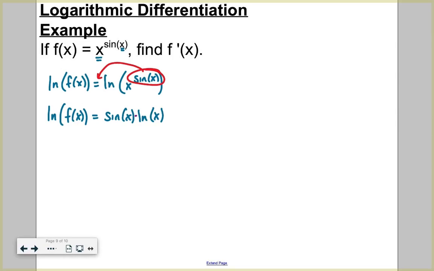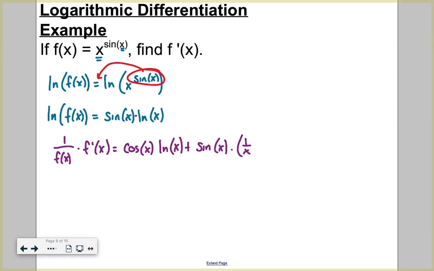Let's take the derivative. 1 over f of x times f prime of x is equal to cosine of x natural log of x plus sine of x times 1 over x. Remember, product rule. And then we're going to simplify as much as we can. Not much simplifying can be done here, but we will have f prime of x over f of x equals cosine of x times the natural log of x.